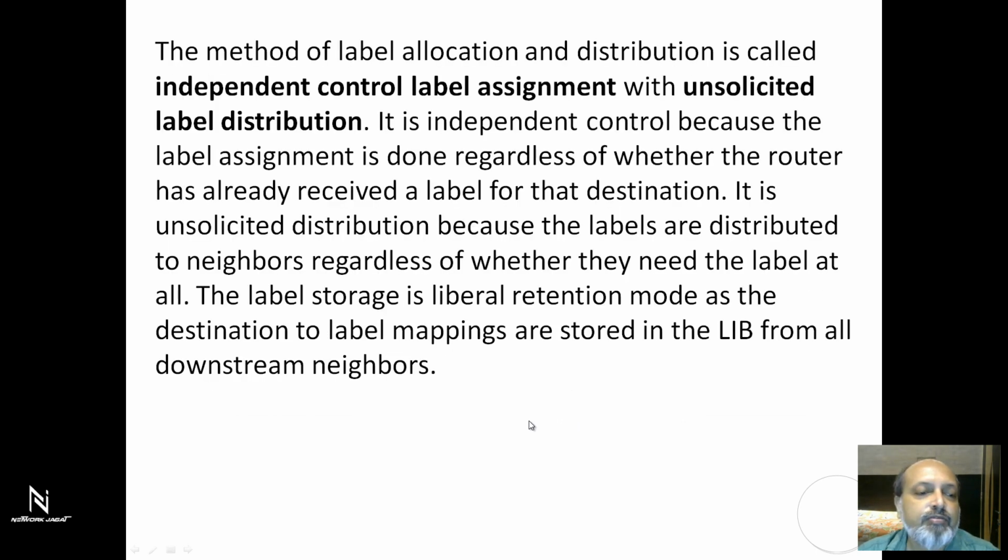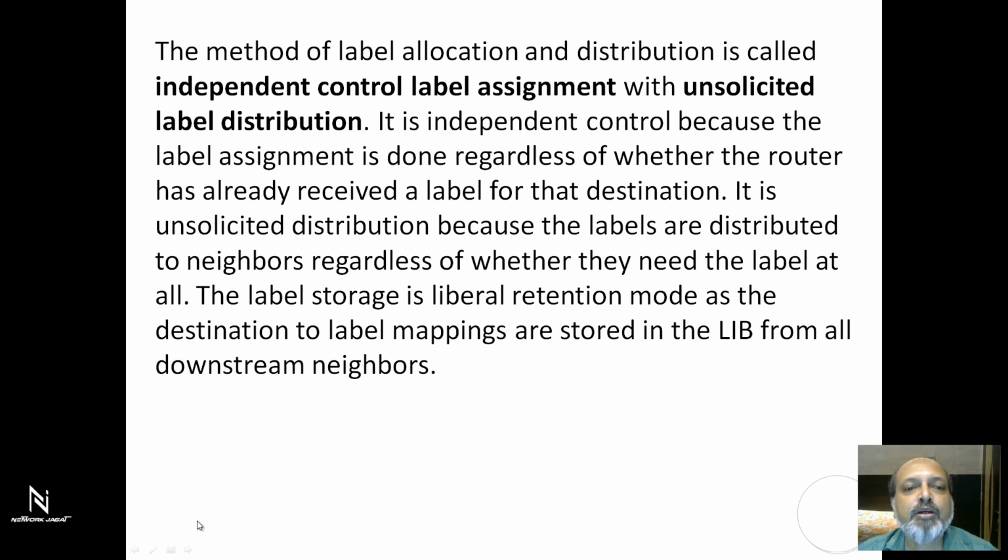And finally, the method of label allocation and distribution on this page is called independent control label assignment with unsolicited label distribution. Once again, it sounds very difficult and complicated, but it is very simple to understand. Why is it independent? It is independent control because the label assignment is done regardless of whether the router has already received a label for that destination. It is unsolicited distribution because the labels are distributed to neighbors regardless of whether they need the label at all.